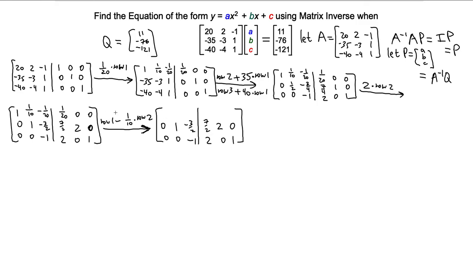So notice that this operation doesn't change the previous work, because this guy is a 0. 1/10 times 0 is still 0, right? So 1 minus 1/10 times 0 is still a 1. That's the beauty of it, right? That doesn't change. And that's exactly what we want. We don't want to change our previous column that we already worked on, right? So 1/10 minus 1/10 times 1, which is 0. Good.